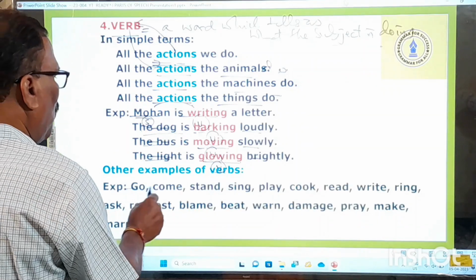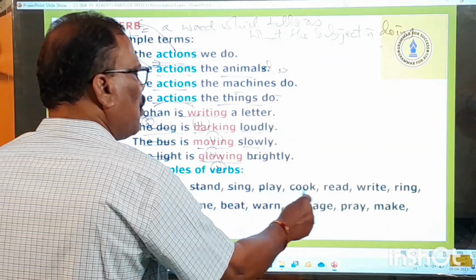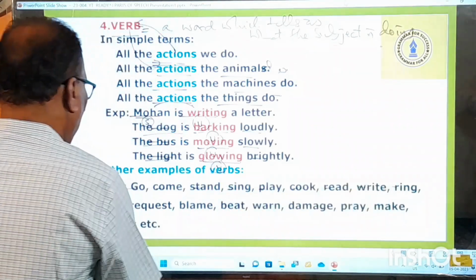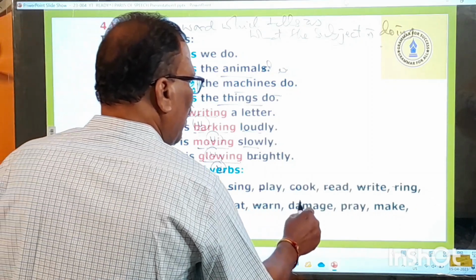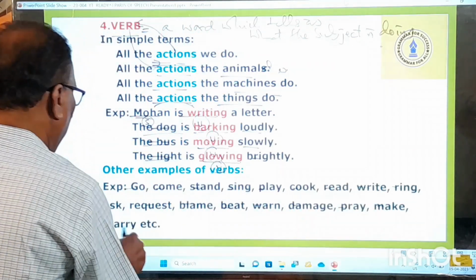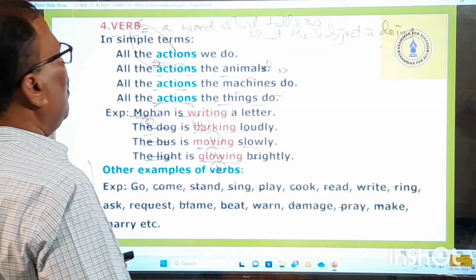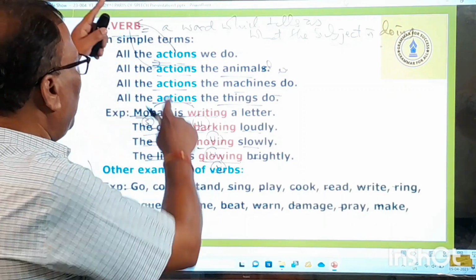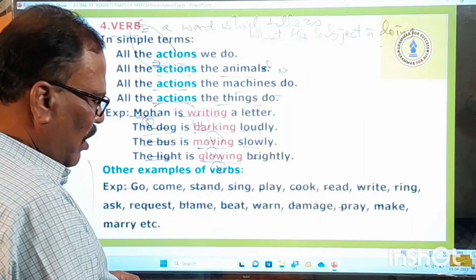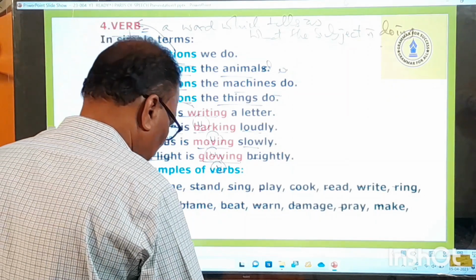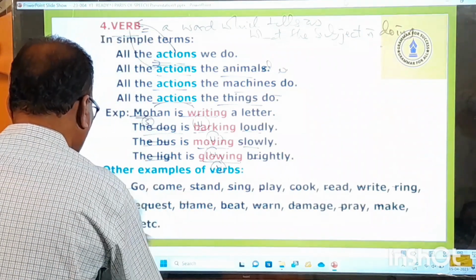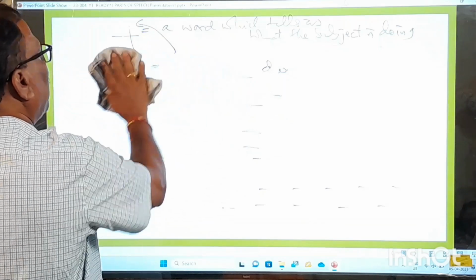And here see: go, come, stand, sing, play, cook, read, write, sing, ring, ask, request, blame, beat, warn, damage, pray, make, marry. All these are, you can say, what is that? Verbs. Briefly, this picture about the verbs. Okay, right. And now let's go to the next part of speech.